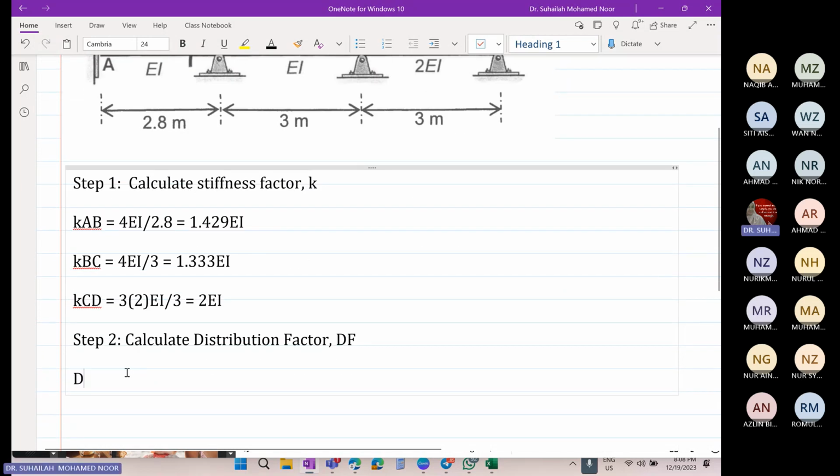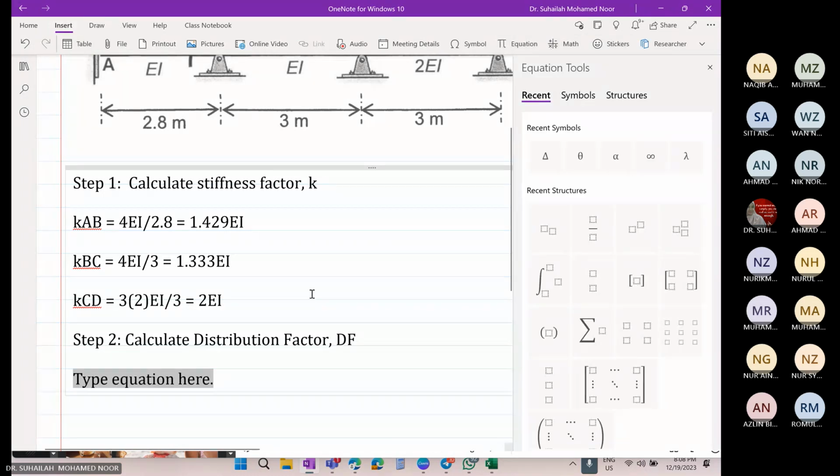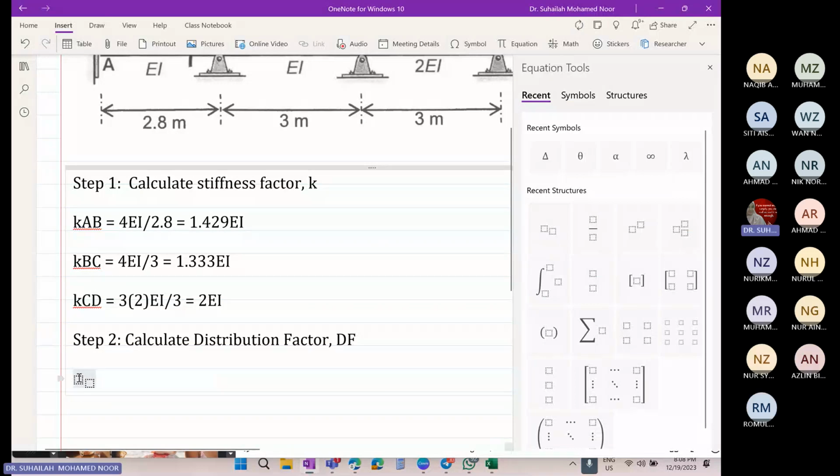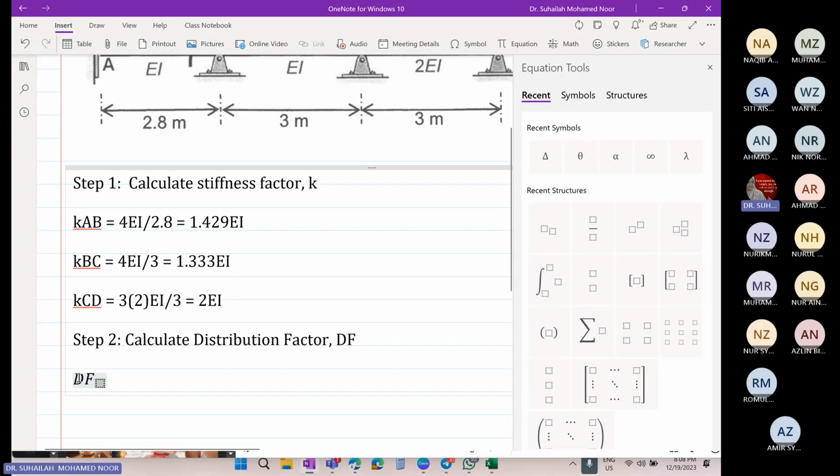Distribution factor for AB, at A. This is equal to K divided by total K, but for a fixed end it is divided by infinity. So the DF for AB is 0. This is because of the fixed end.